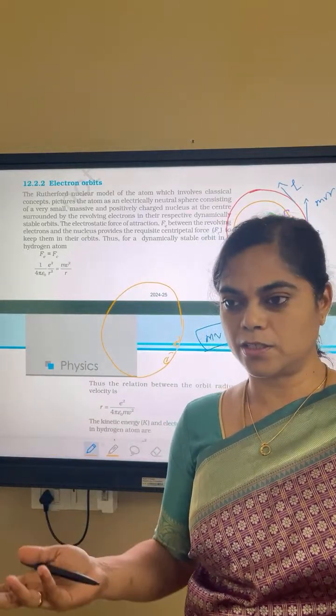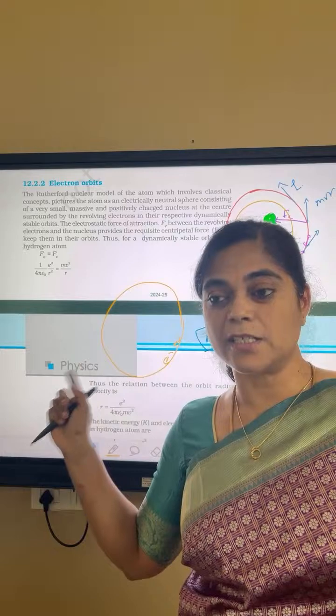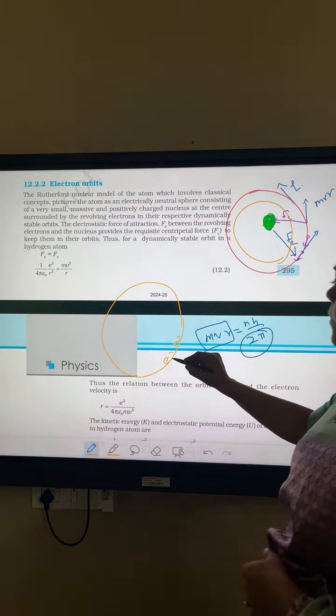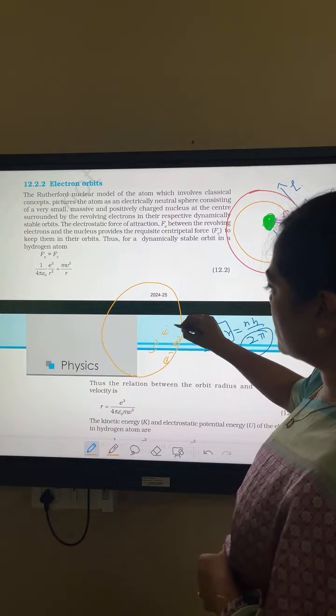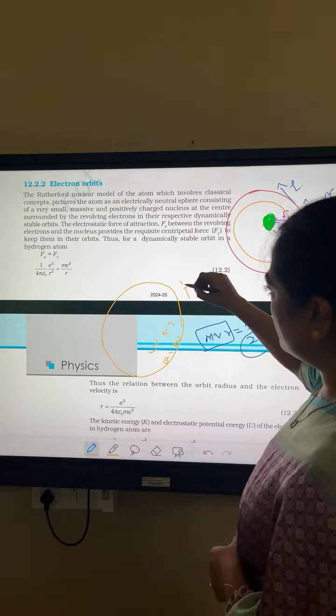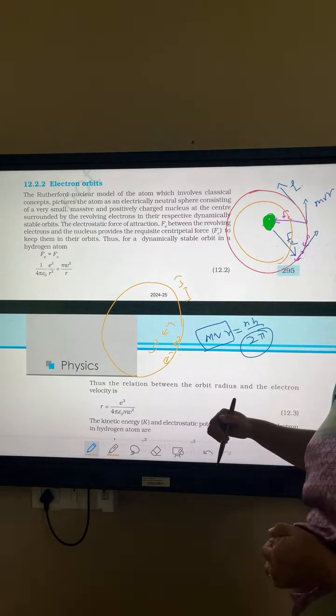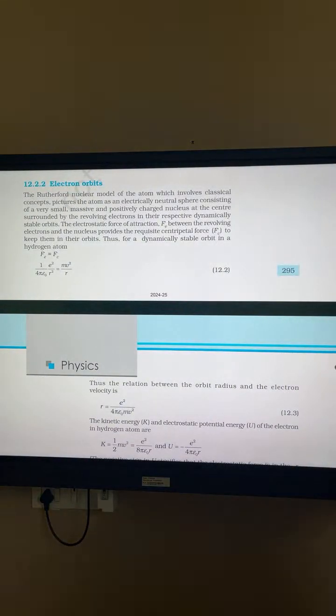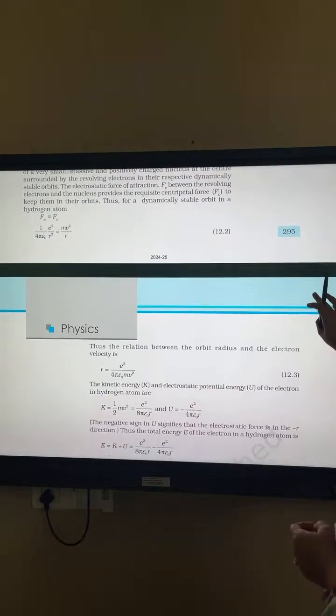the centripetal force. Understood? So that it may remain in the stationary orbit. Clear or not? Unless otherwise, it won't trace its path. Sometimes it might be here, sometimes it might be here, sometimes here. So this is very important. It has to be balanced, right or not?